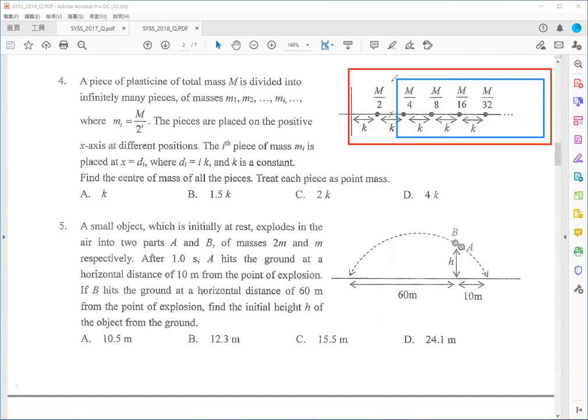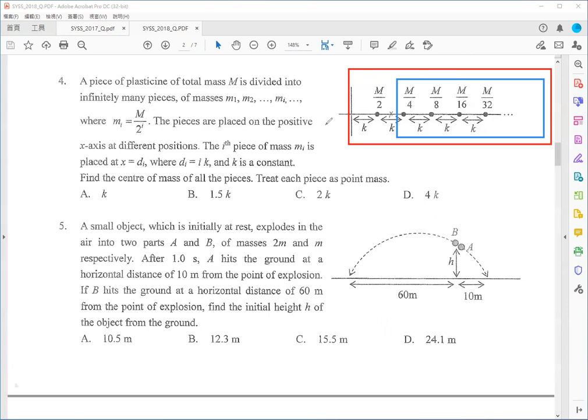Can you see what is the difference between the red one and the blue one? The red one, the first term starts from m over 2, m over 4, m over 8. The blue one, the first term starts from m over 4, m over 8, m over 16, and m over 32. So they just differ by a factor of 2. The first term in the red one is double the first term of the blue one. Or you can say the m-th term of the red equals double the m-th term of the blue one.